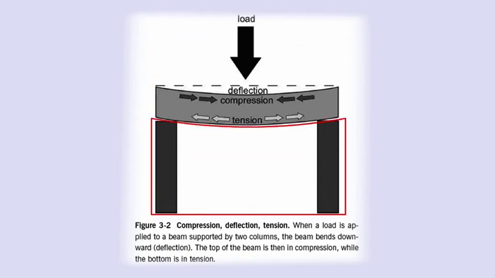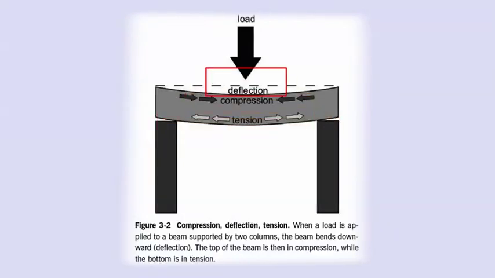The distance between the beam's supports is called its span. The perpendicular distance that a beam is bent down when a load is placed on it is called deflection. Deflection increases as the load becomes heavier and the span becomes longer. When a beam deflects under a load, the beam's material under the load at the top of the beam is pushed together or compressed. At the same time, the material at the bottom of the beam is pulled apart.